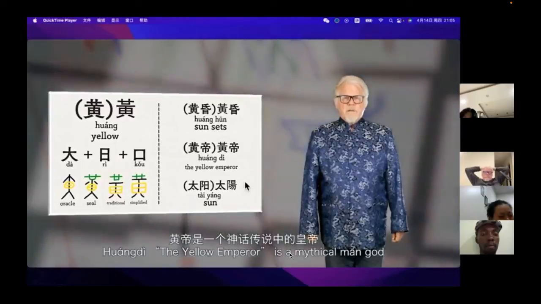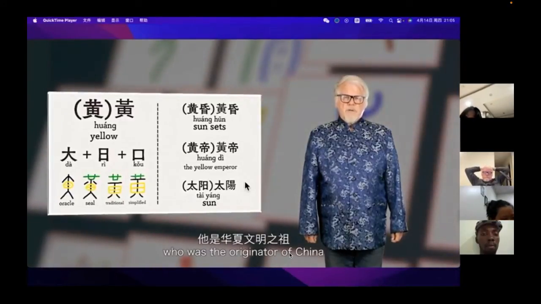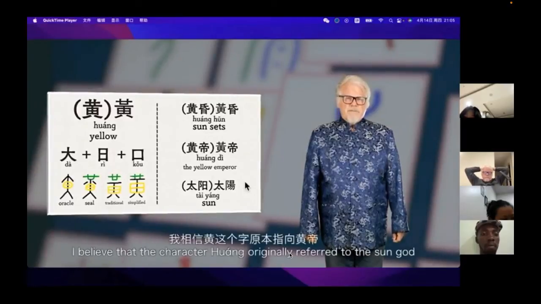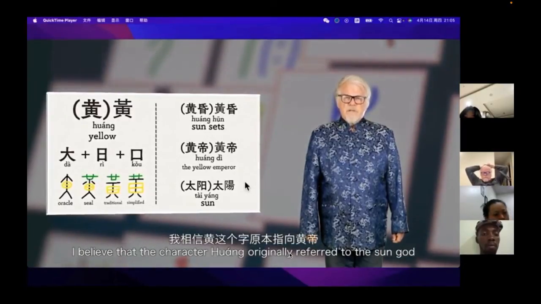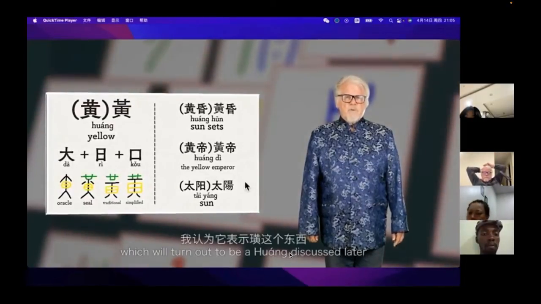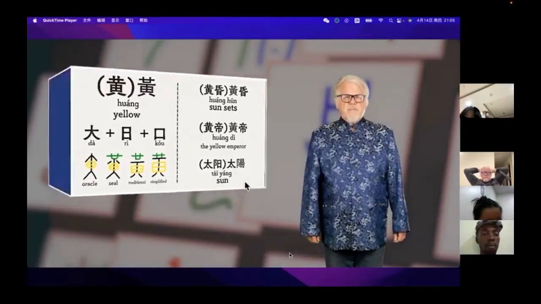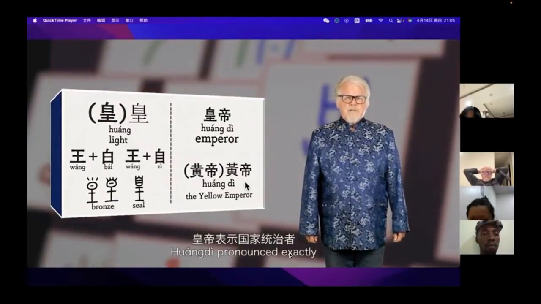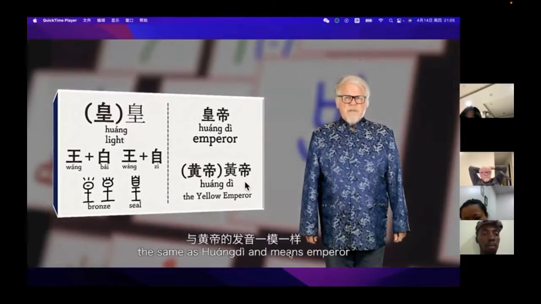Huang Di, the Yellow Emperor, is a mythical man god who was the originator of China. I believe that the character Huang originally referred to the sun god. The modern character has something at the top, which will turn out to be a Huang, which I will discuss later. Huang Di, pronounced exactly the same, means emperor.